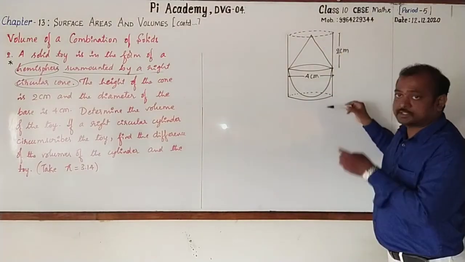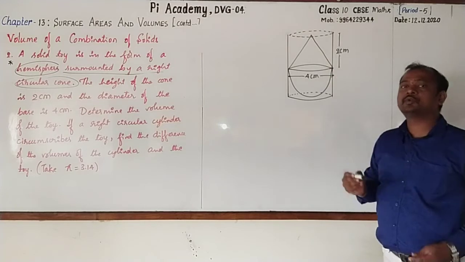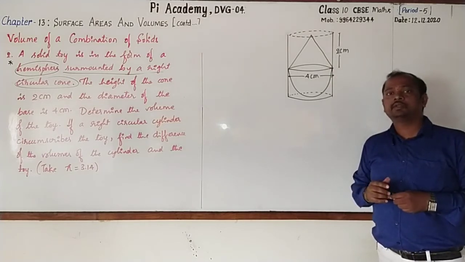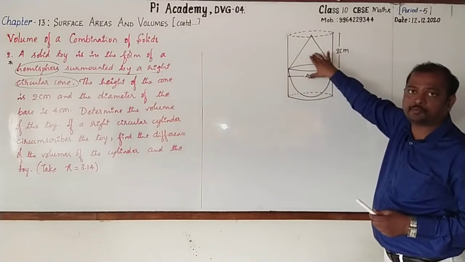Volume of the toy. It is the combination of two solids, hemisphere and cone. Then how do you go for finding the volume of the toy? Very good. It is volume of hemisphere plus volume of cone.